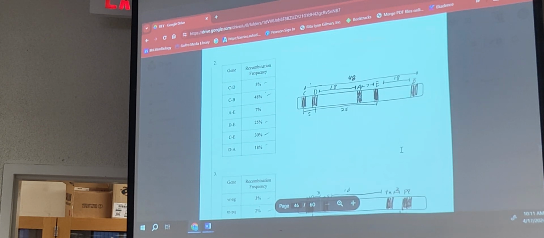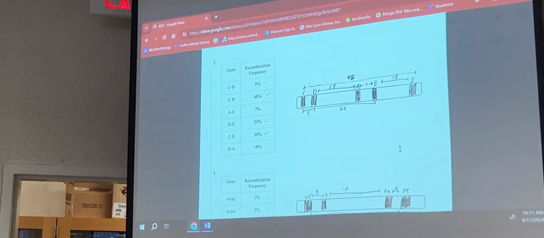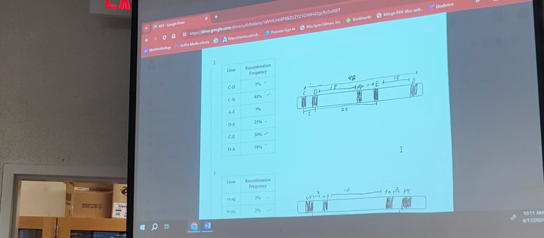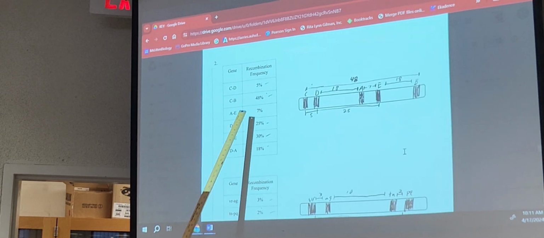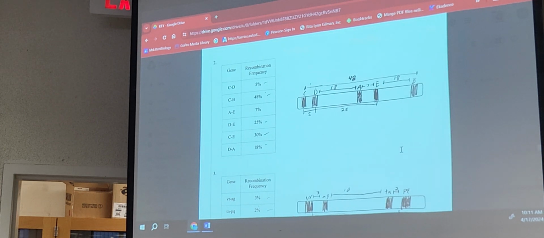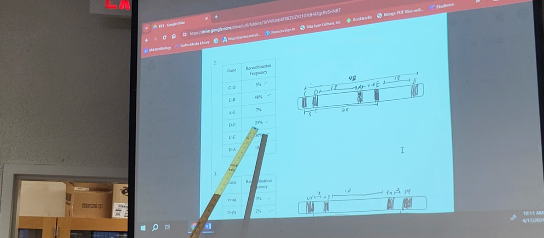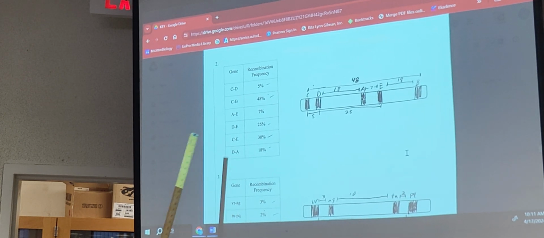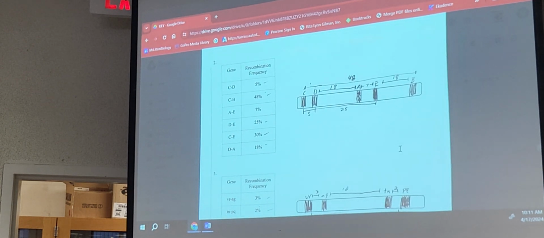Got another one, 6 genes, and it's again the same thing. Let's find our largest, 48%, C and B, that puts them furthest apart. And we have a C there we can work with. We don't have any other B information. So we've got to work with C.